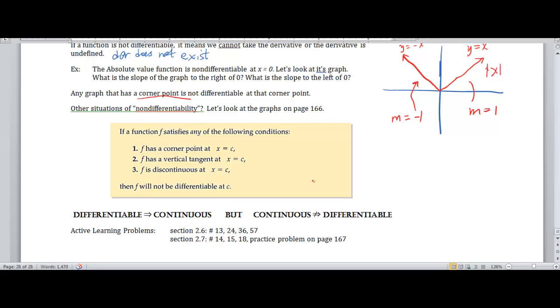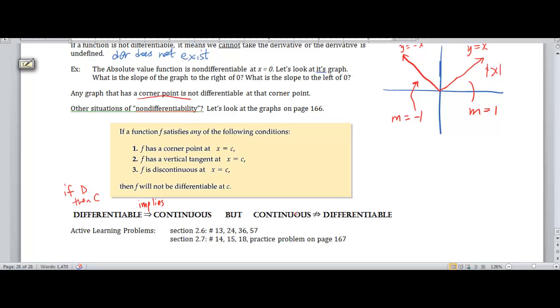This arrow is saying implies, or you can also think of it as: if differentiable, then continuous. So if a function is differentiable, that means it is continuous. But if a function is continuous, it does not necessarily mean that it's differentiable. Can you give me a counterexample, an example of where a function is continuous but not differentiable?